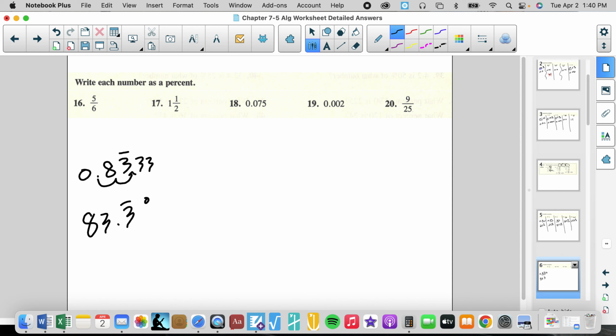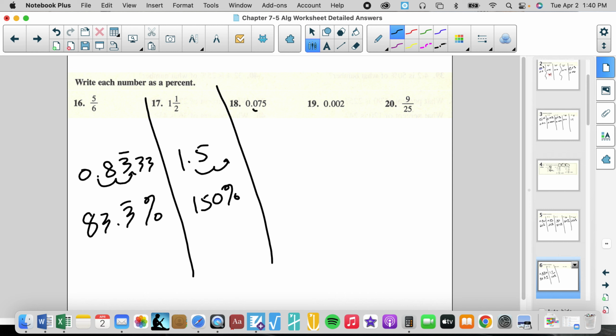So we write it in this manner. We wouldn't keep writing the 3s. Repeating only starts to the right of the decimal. So 1 1/2 is 1.5. Let's move it 2 places. 150%. Move it 2 places. 7.5%. This is how easy it is. 0.2%.